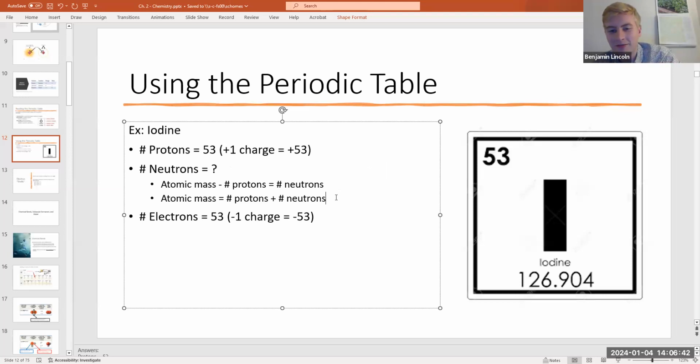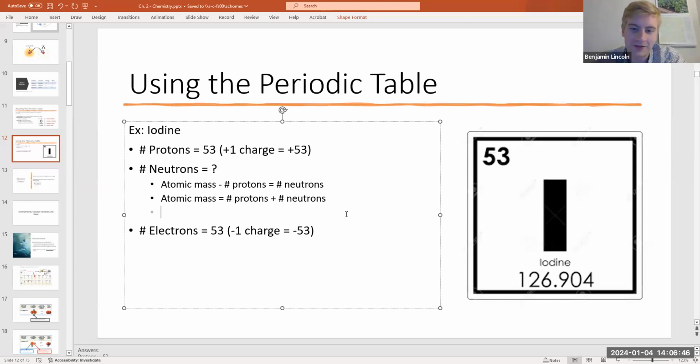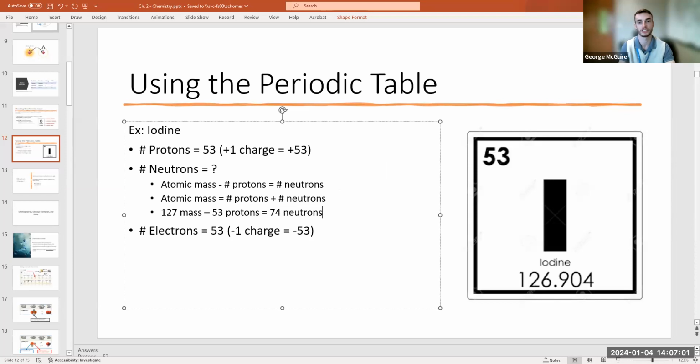So the atomic weight is the number on the bottom, or atomic mass, the 127 or 126.9, and you subtract the number of protons, 53, from the atomic weight, and then you get the number of neutrons. Awesome. So 74 in this case, right? If we do that subtraction.